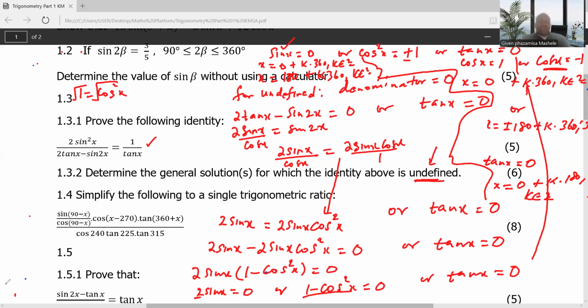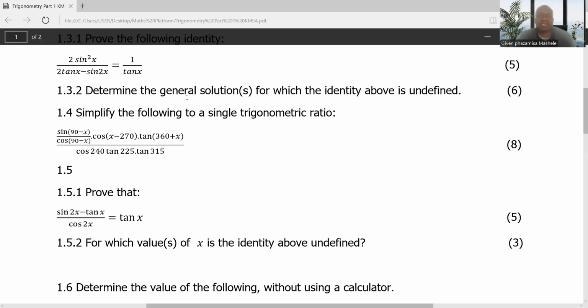Right. Then now the next one, which is 1.4. Okay, let me do this. Share again. Okay, with the 1.4, this is out of 8 marks. It says simplify the following to a single trigonometric ratio. So we need to simplify this ratio.